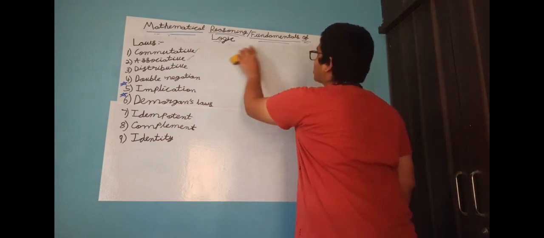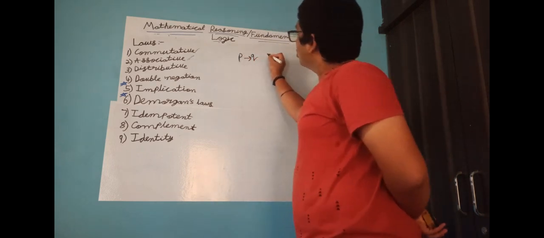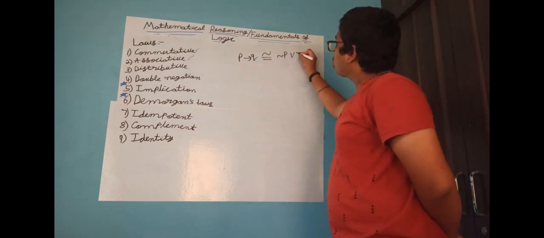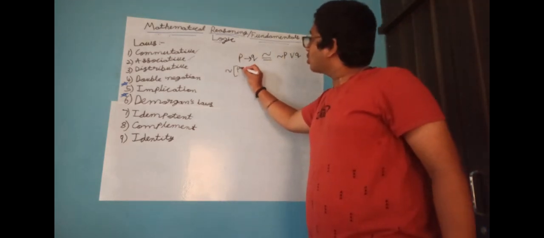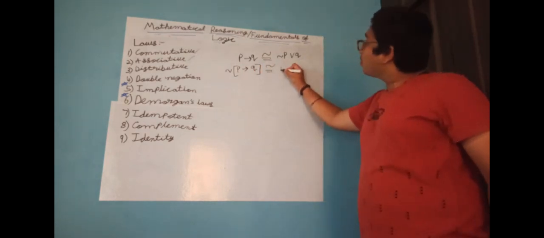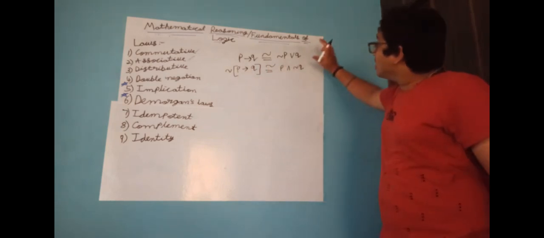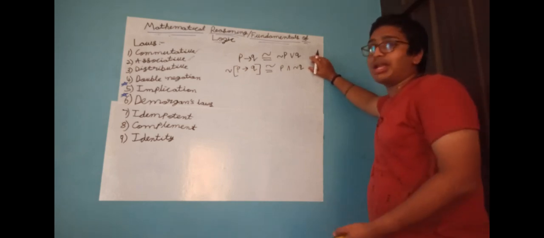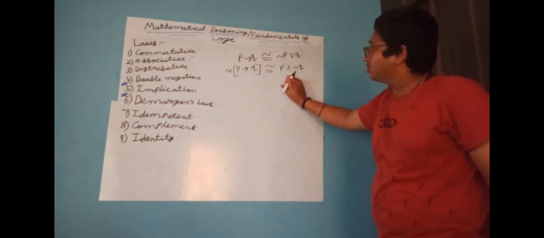Next, coming to implication. Implication laws. P implication Q can be written as negation P or Q, and negation of P implication Q we get as P and negation Q. This is what the implication laws are. These are very important and we use them in inference rules and even in predicate logic. So first make a note of it up to implication.